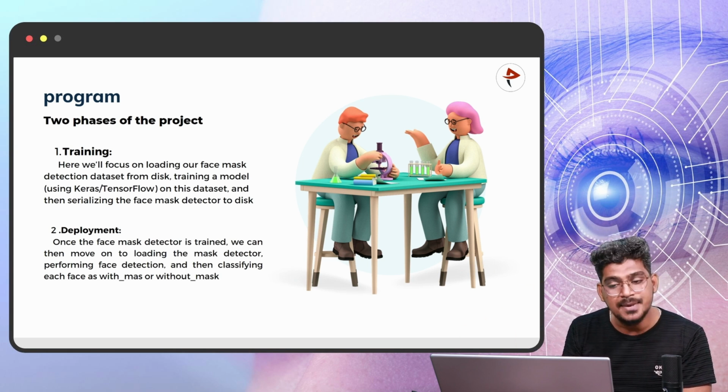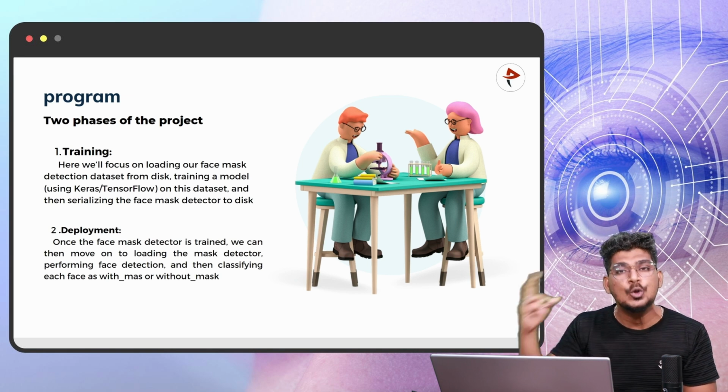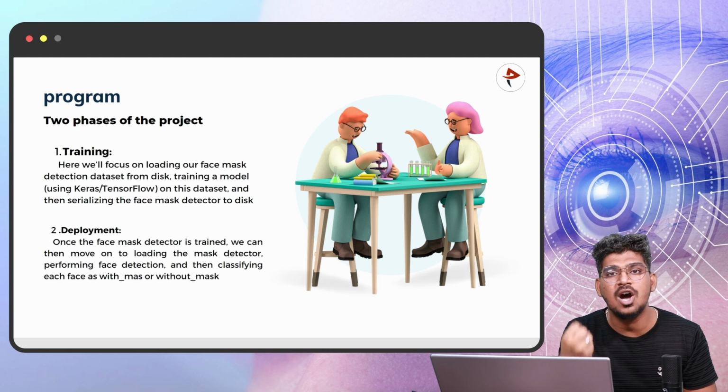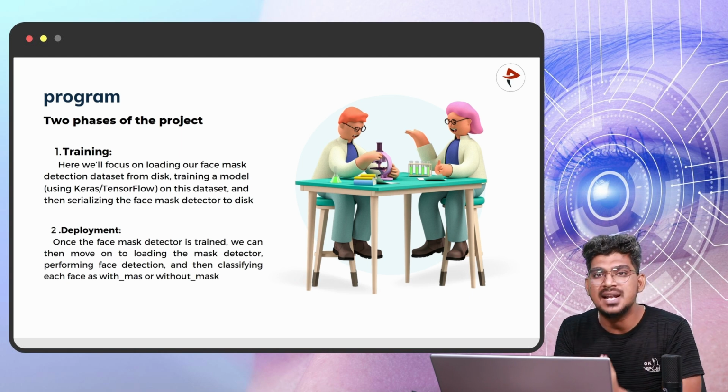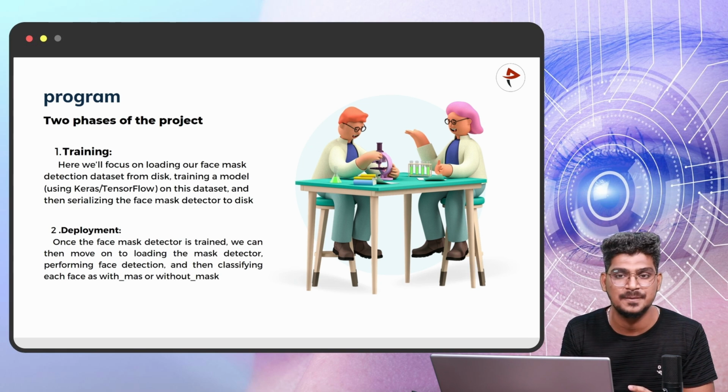And what about the deployment? Once the face mask detector is trained, we can move to loading the trained model. After that, we pass in new data while accessing the real-time camera or web camera. When you are in front of the camera, the system will detect whether you are wearing a mask or not. With mask or without mask, that will be detected.